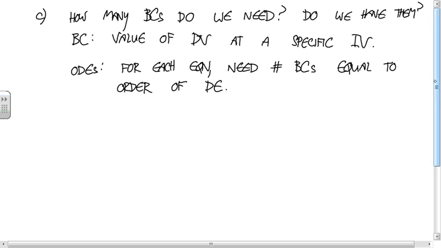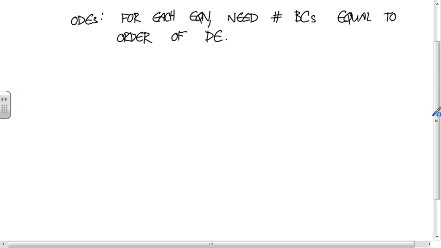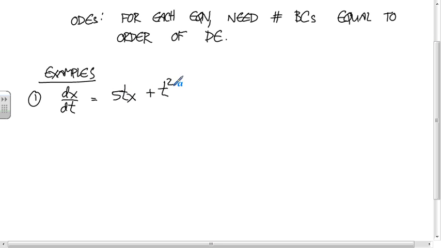Okay, so let's go through a few examples of ordinary differential equations. Hopefully this will help you get straight what these three things that I talked about look like for a specific problem. So, let's say the first differential equation is dx/dt is equal to 5tx plus t squared, where the x value when time is equal to 0 is 4.